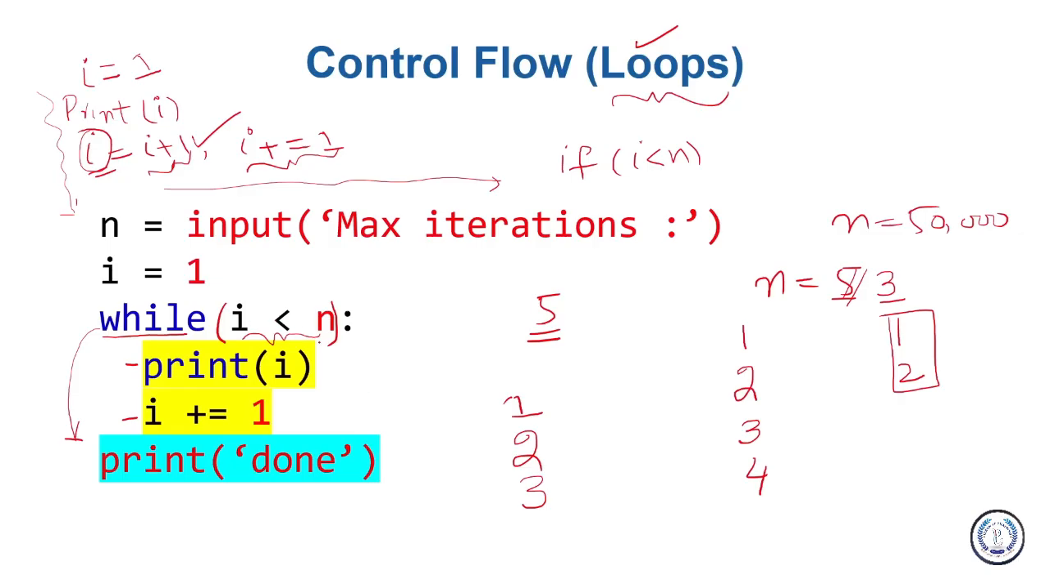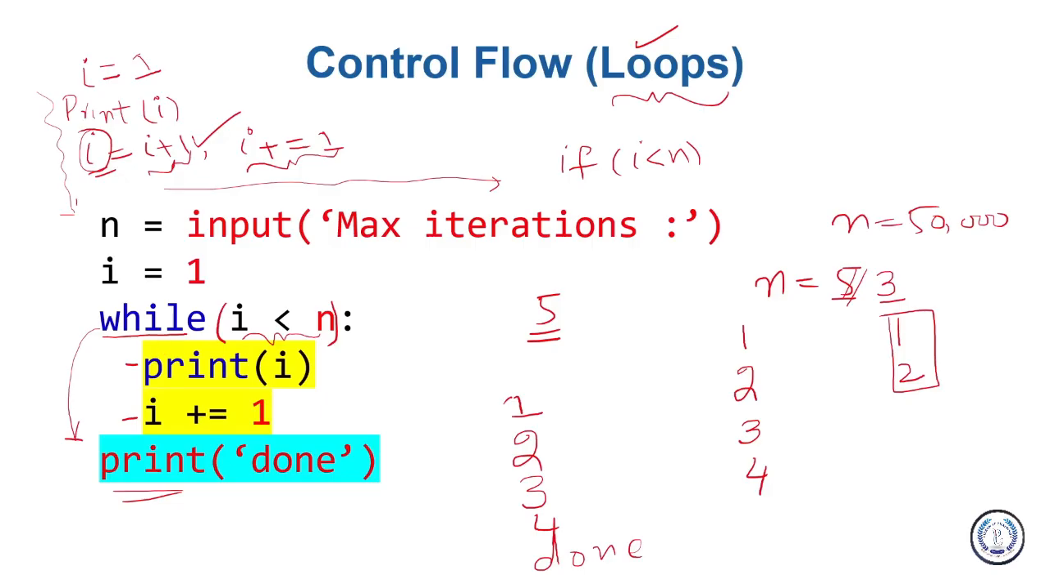4 is smaller than 5. Yes, you move inside. You print 4. And then you update I, and then you move on. Now 5 is smaller than 5, false. Once the condition is false, you will not dive into the body of the loop. You will exit the loop and you will print done. And that's it, done. So this loop becomes very handy in applications that have repetitive structures, and in most of the interesting programs, most of the interesting problems, loops play a very huge role.